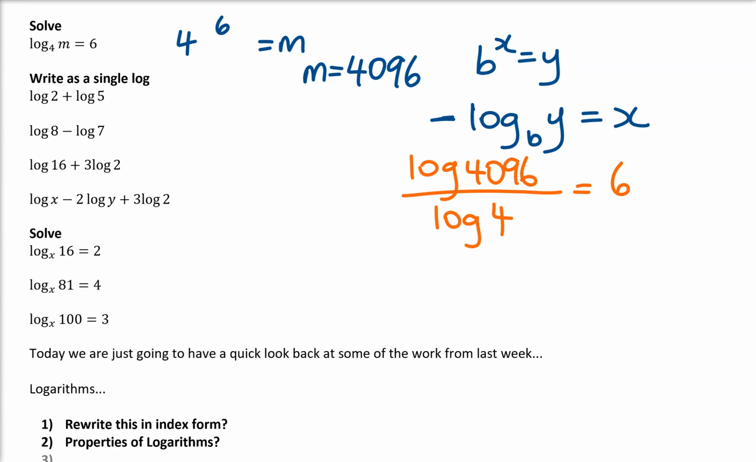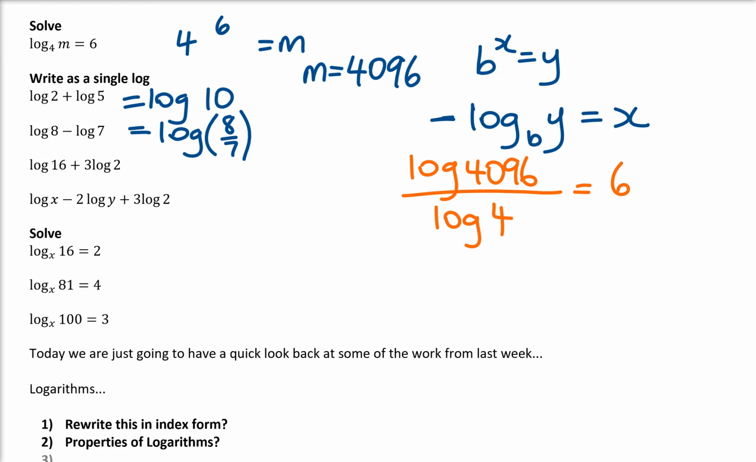So, the next ones, these were our log properties that we started to explore on Friday, which you're going to do a little bit more of today. When you are adding logs, what did you end up doing? So the answer to the first one would just be log 10, because 2 times 5 is 10. Next one, log of, yeah, when you're subtracting, you divide, which is just 8 over 7. Leave it as a fraction, it's still a single log.